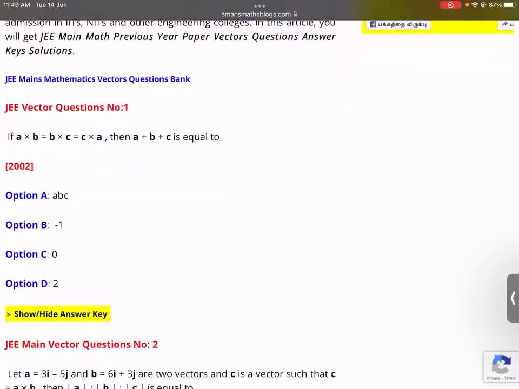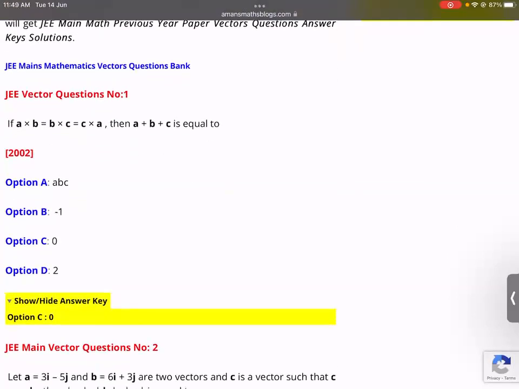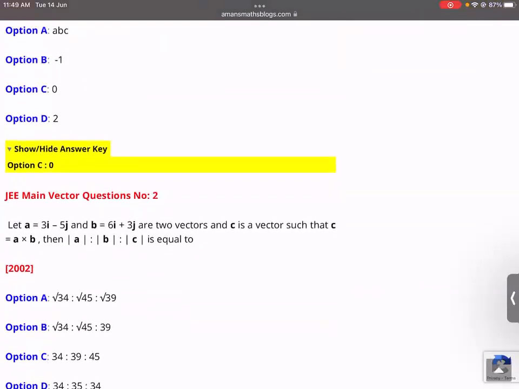Option C will be the right answer. Understood? Now see. Let A vector be 3i cap minus 5j cap, B vector be 6i cap plus 3j cap, two vectors, and C vector is such that C vector is equal to A cross B. So they have given you two vectors. You need to find the third vector using those two vectors. Then find the magnitude of each vector and the ratio of them. Do it first. Did you understand the question?